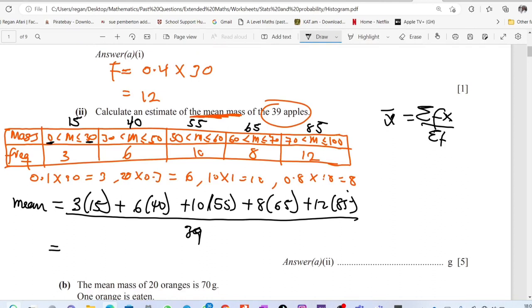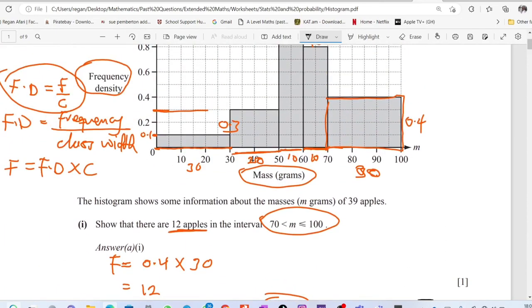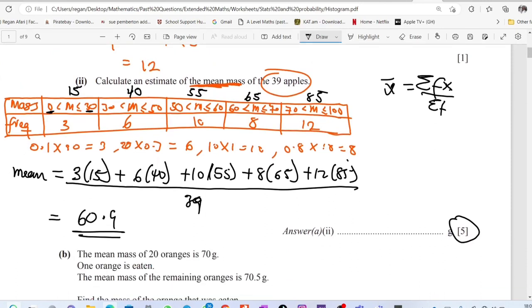So we're going to get 3 into 15, plus 6 into 40, plus 10 into 55, plus 8 into 65, plus 12 into 85, divided by 39, giving us 60.9. Okay, so that's how we find it with 5 marks. But then you see, I was able to create our own table from this data, so that it can become visible. It can become something that you can fully comprehend. Yeah, so this is something that we can do.